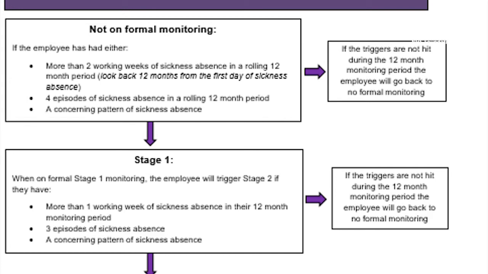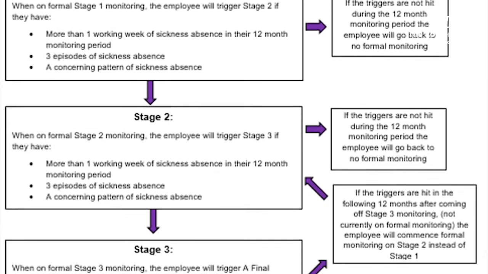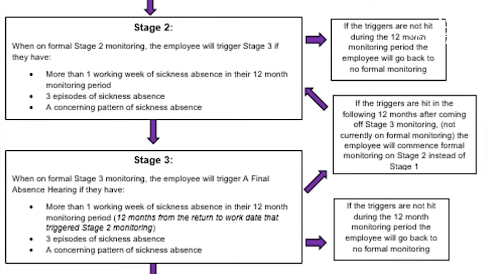So this is the next calendar day from that last episode of sickness, even if they're not in work, as I've explained earlier. So you need to explain to them what their new trigger points are, as this changes once they're on a stage. So if they're already on stage 1, 2 or 3, their trigger points are different. So it's not 4 episodes and exceeding 2 weeks. It's then 3 episodes, or if they exceed 1 working week of sickness, that will trigger the next formal stage, if they trigger during that monitoring period.